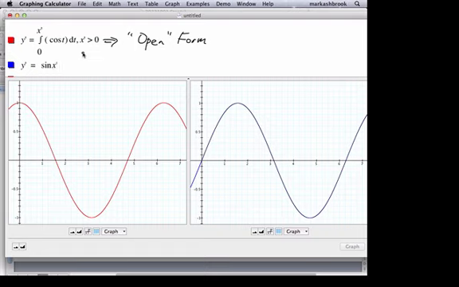But now we're seeing that there's a common kind of function that is our accumulation function for cosine, which is sine. So when we write an accumulation function not as an integral, but as just a common function, we call that closed form.